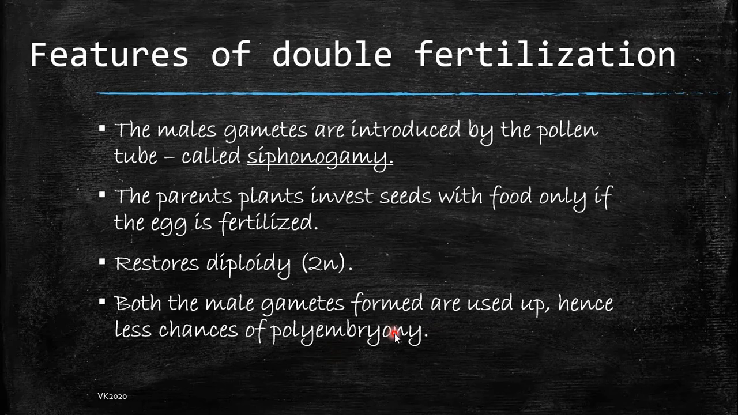Now, just in case we had only one male gamete which fertilized the oosphere, it would have been an open window for the other male gamete to fuse with some other cell and form an embryo. That is called polyembryony, and it can have risky consequences in plants. Hence, both the male gametes are used up here, one for the production of endosperm, another for the production of the embryo.